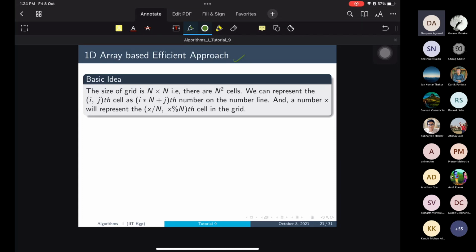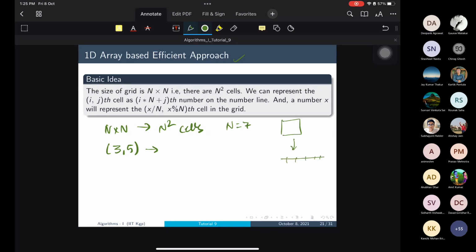The size of the grid is n into n, that is, there are n square cells. Suppose we have a cell (3,5), and n is 7. What I am doing is basically we have a 2D representation, and I want to translate it into a 1D representation.